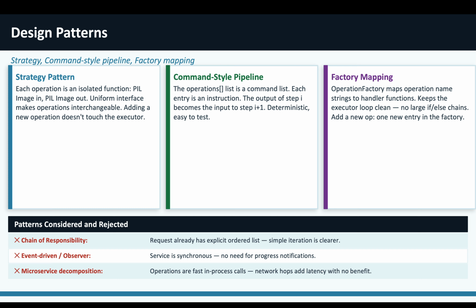Factory mapping was another one. The operation factory maps operation name to the handler functions, which keeps the executor pretty clean. And there's no if-else chain, so if we add a new operation, it's just added to the factory and should just run.